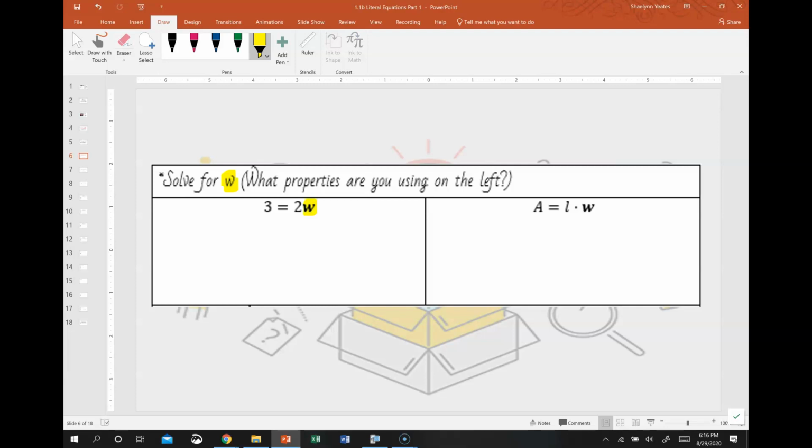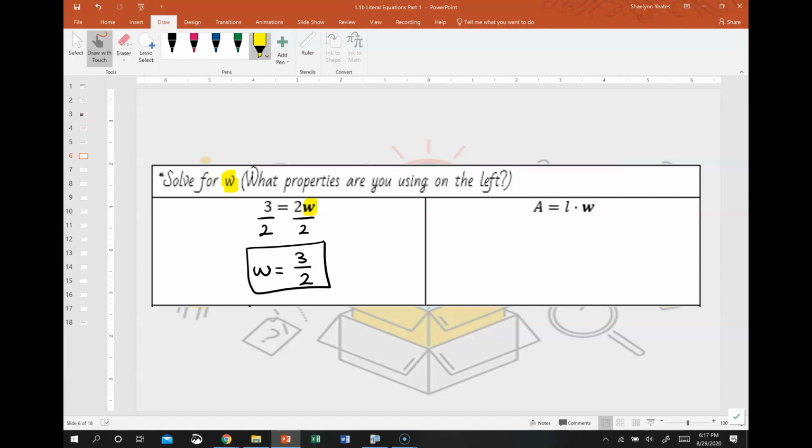So in this first one, we already know how to solve for w. It's 3 equals 2w. It's 2 times w. To undo times, we divide. So we're going to divide both sides by 2, and we would get w equals 3 over 2.